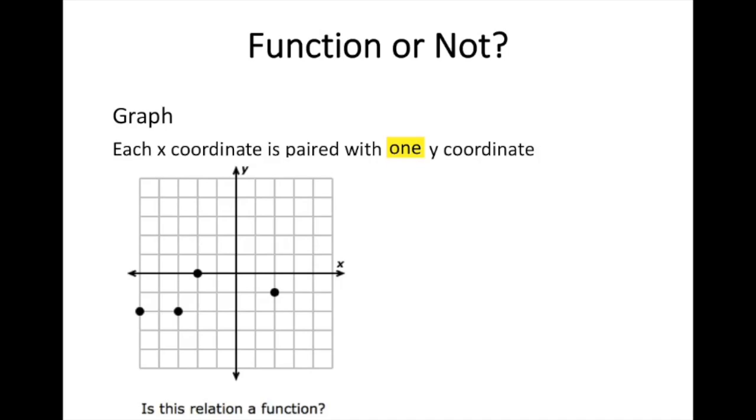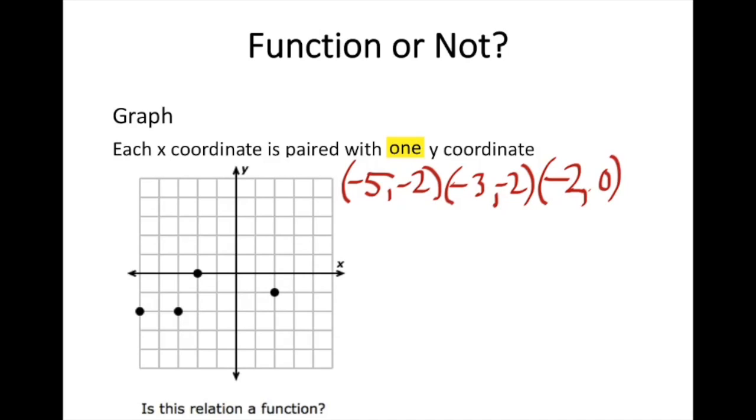Now when you're looking at a graph, you could go ahead and rewrite each of your ordered pairs if you'd like. So we have -5, -2, -3, -2, we have -2, 0, and I have 2, -1. So you could list out your ordered pairs and look for unique x values. And if you notice here, we do have unique x values. So yes, this is going to be a function.